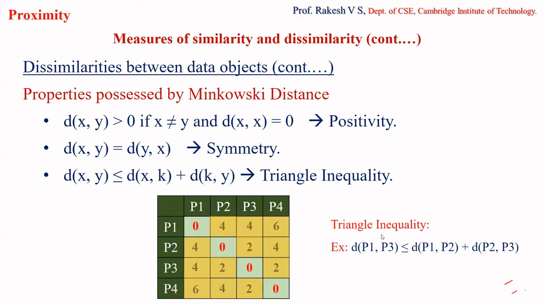So this is the triangle inequality. You consider any of the points like this, and the triangle inequality holds good in this case. So these are the three properties that every Minkowski distance formula will hold good. Is it clear? Positivity, symmetry, and triangle inequality.